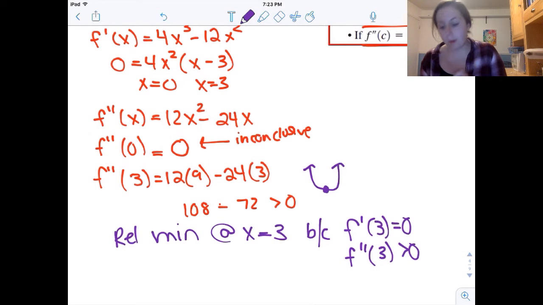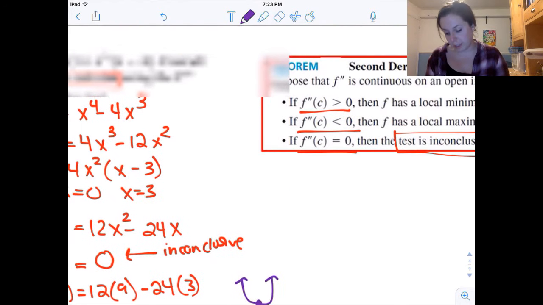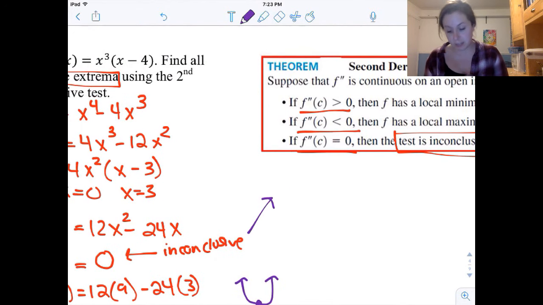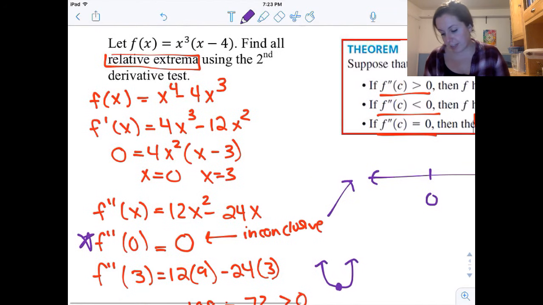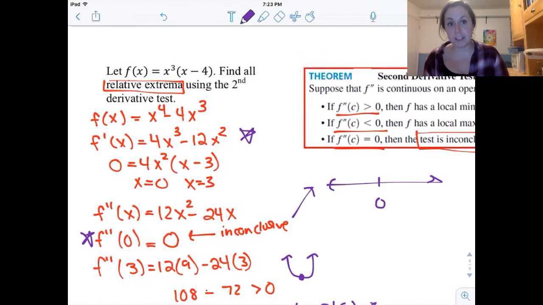Now, this one's inconclusive, so the second derivative test failed. So if you still wanted to check that, what you would do is go back to the first derivative test. So I would say, okay, let's look at 0, and let's look at the first derivative, which was this, and let's test on either side of 0.